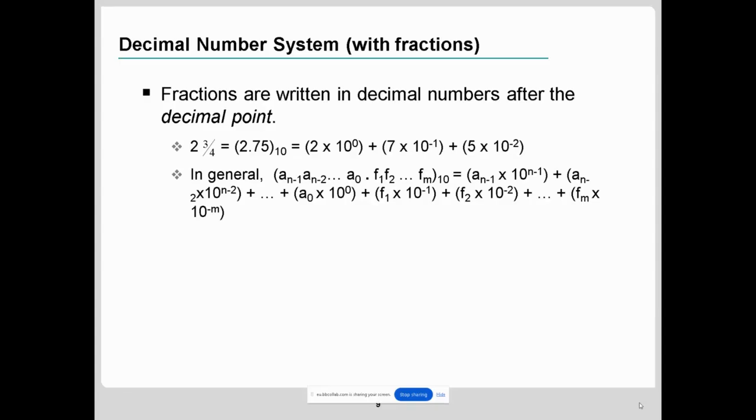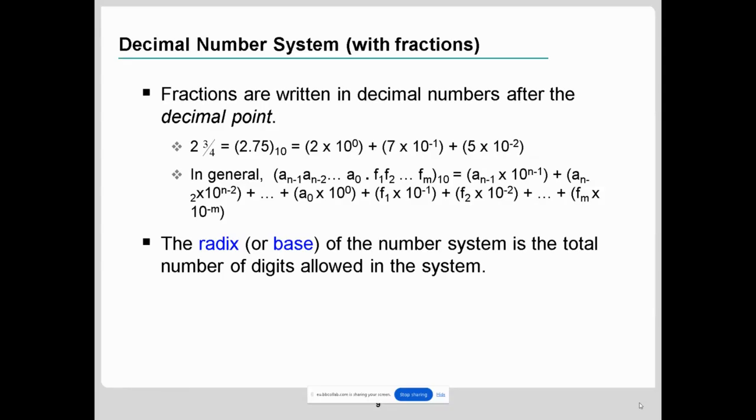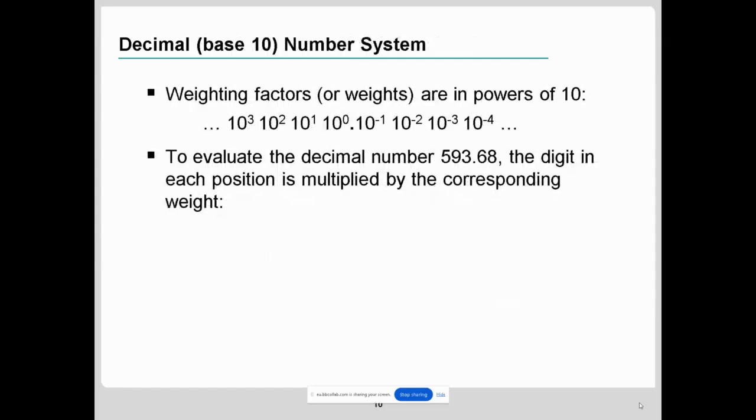Should we proceed? Yes, good. So now the radix or the base of the number system is the total number of digits allowed in the system. In base 10, we have 10 digits: 0, 1, 2, 3, 4, 5, 6, 7, 8, 9. These are 10 digits. That is also called the base 10. So for the decimal number, the base is 10. Okay, now the weights are in powers of 10, to relate to the decimal system.